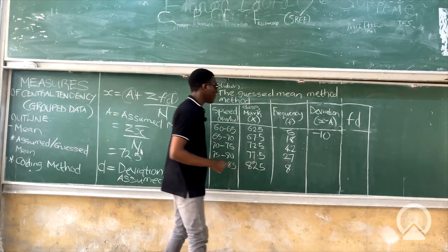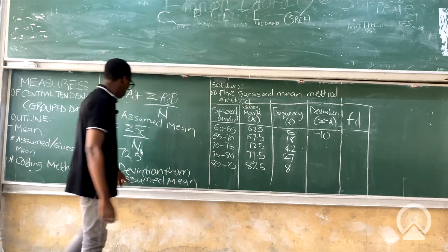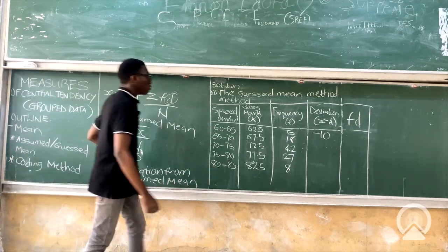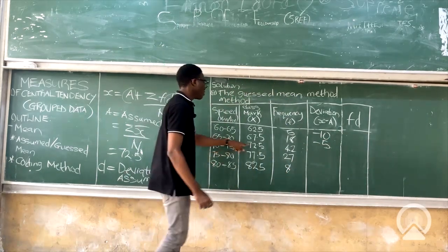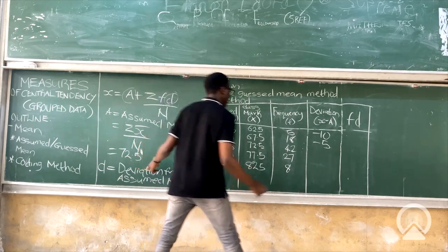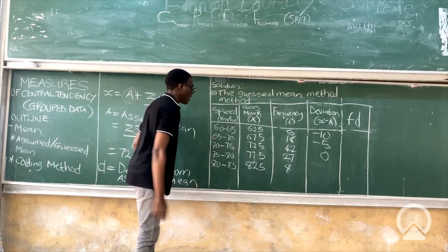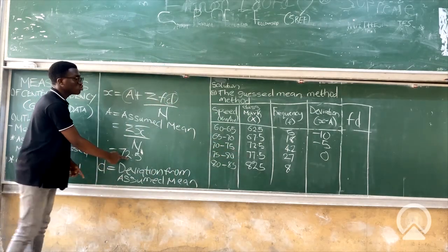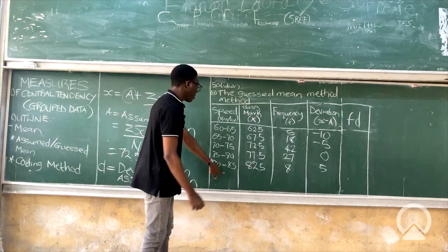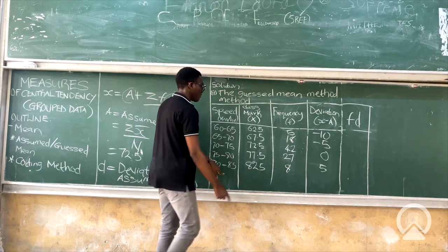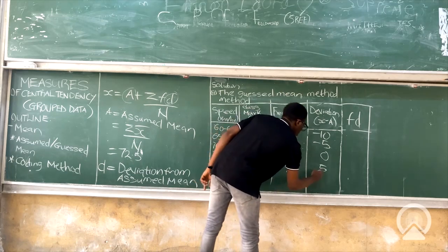For the second class interval, we have 67.5, which is our class mark for the second interval, minus our assumed mean, which is 72.5, giving us minus 5. For the third class interval, we repeat the process, 72.5 minus 72.5, giving us 0. For the fourth class interval, we have our class mark 77.5 being subtracted with our assumed mean 72.5, giving us 5. And for the last one, we have our class mark for this last class interval, it's 82.5, being subtracted with our assumed mean 72.5 to give us 10.